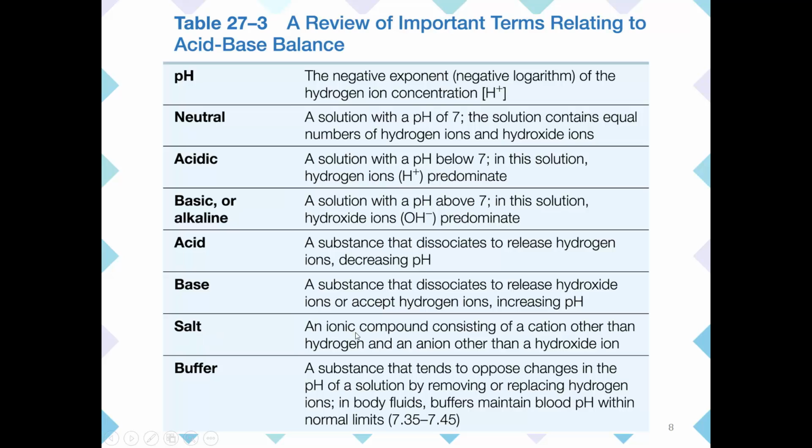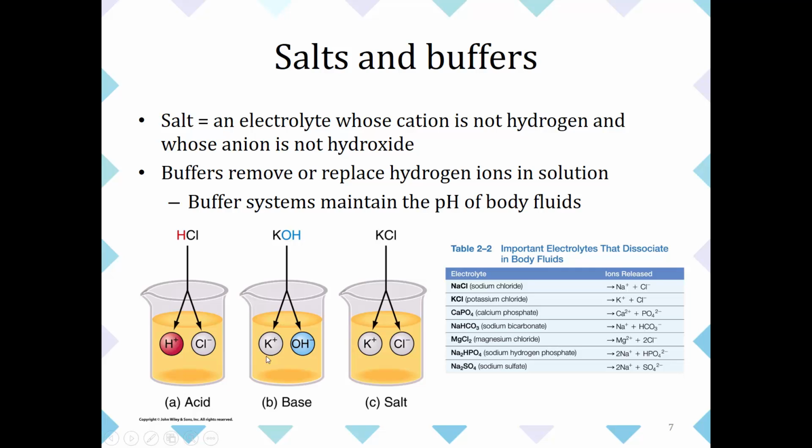Salt: an ionic compound consisting of a cation other than hydrogen and an anion other than hydroxide, which is this right here. Because if its cation was hydrogen, it'd be an acid. If its anion was hydroxide, it'd be a base. It's everything else that forms a salt. Not just table salt, but any of these electrolyte compounds are considered to be a salt.